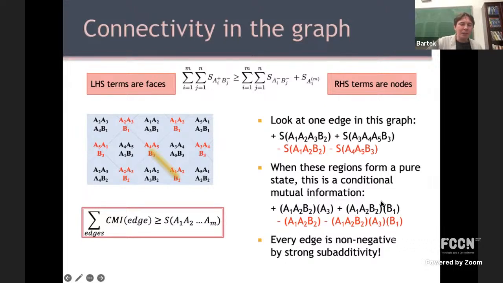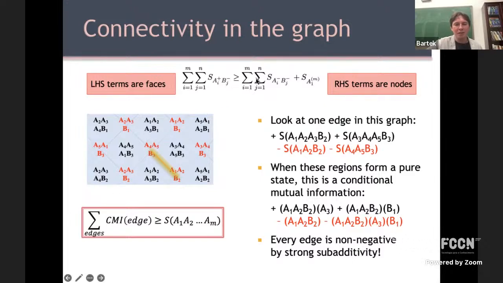And now when I write this combination, you see that it has a structure which is like XY plus XZ minus X minus XYZ. And that's exactly what shows up in the definition of a conditional mutual information. So basically every edge here is associated with a conditional mutual information of two individual little regions conditioned on a third big region. Now, conditional mutual information is famously non-negative, and that's known as the strong subadditivity inequality. So if I just added up all of these edges, I would know that the combination of them is already non-negative.